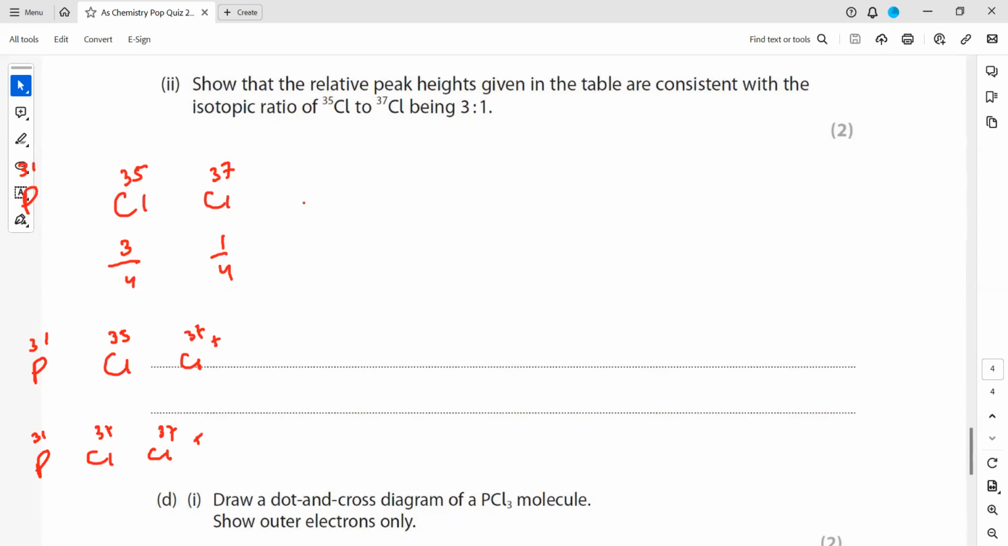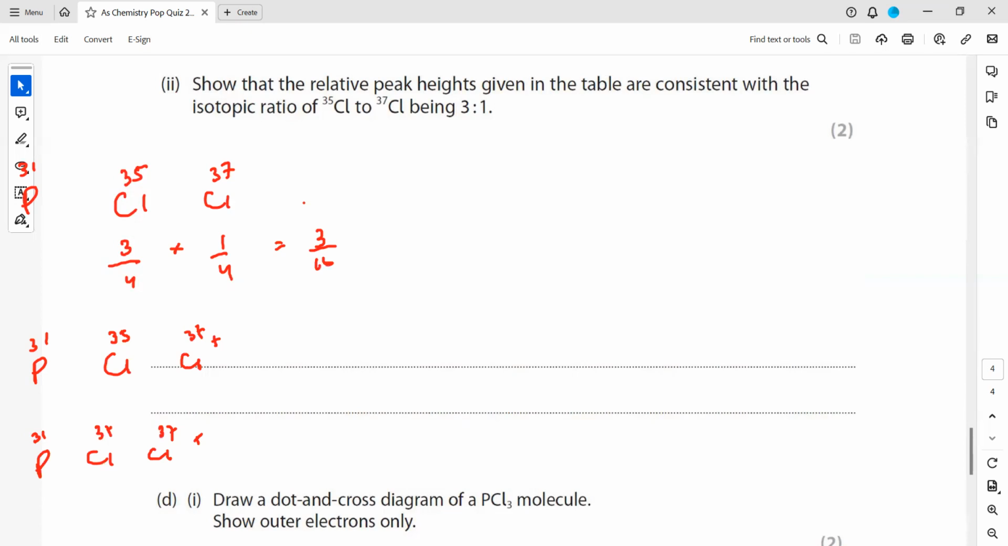So what will the ratio be, because this is 3 is to 4 and 1 is to 4? So what will the total ratio be when we multiply? It will be 3 by 16 because it is 3 multiplied by 1. So this whole will be 3 by 16.